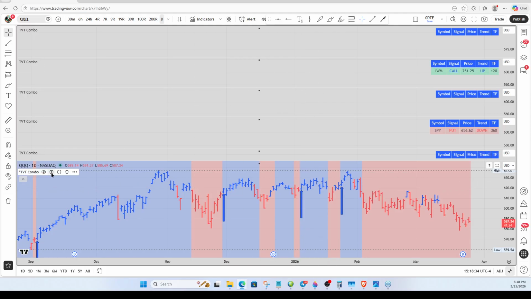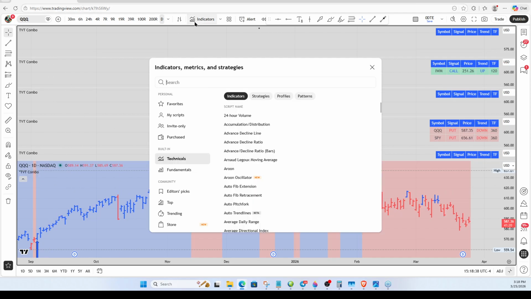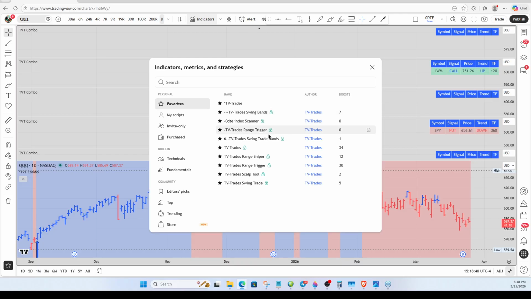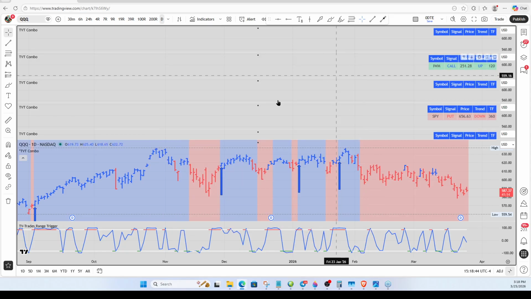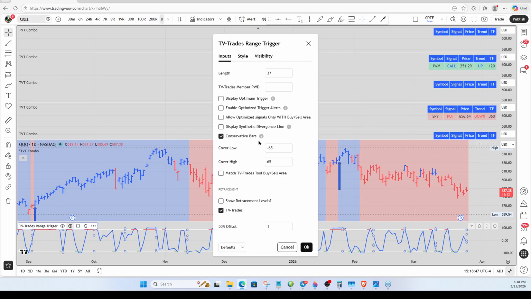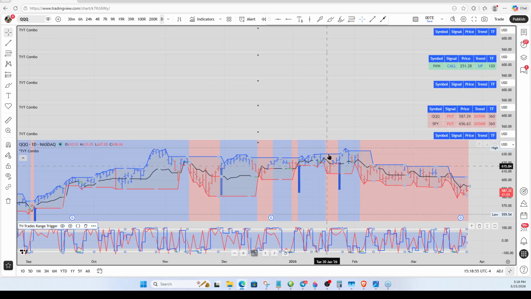Hang on. Let's put that on there. Trigger. I'm going to look at the trigger anyway. So we'll go in here, put the password in. Again, this password is not going to be valid after Saturday. I'll put synthetic divergence on there too.